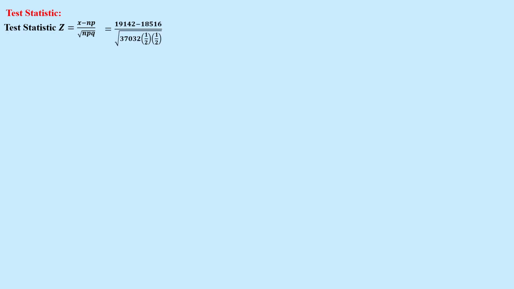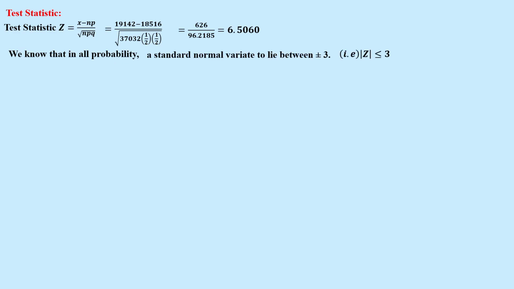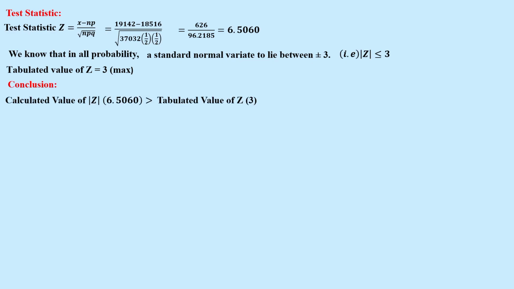So 19,142 minus 18,516 over root of 37,032 into 1 by 2 into 1 by 2. So you will get 6.5060. We know that in all probability the value of z is less than or equal to 3. So we are taking the maximum value z is equal to 3. So conclusion: calculated value is greater than tabulated, therefore H0 is rejected. So there is a significant difference. H1 is accepted, H0 is rejected. Next problem.